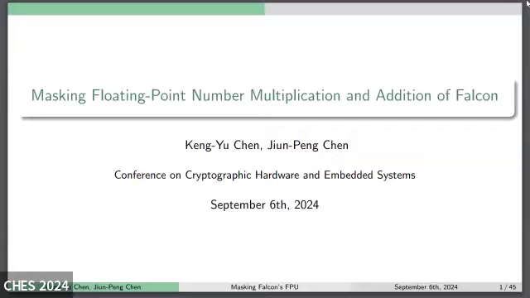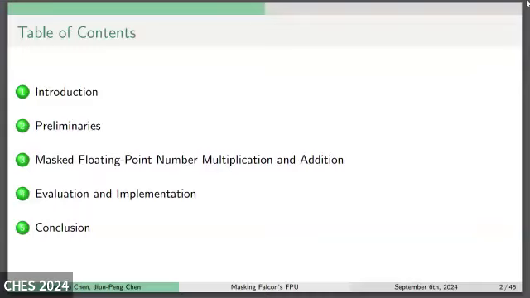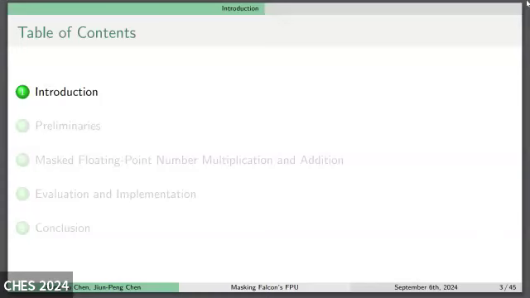Yes, thanks for the introduction. I'm Can Chen, and I'm glad to be here to present our recent work, masking floating point number multiplication and addition of Falcon. This is joint work with Professor Junpeng Chen. Here is the table of contents for today, and let me start with the introduction.